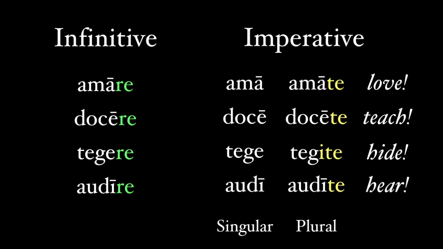So ama and amate are both love, doce and docete, both teach, tege and tegite, both hide, and audi and audite, both hear. Now let's hold on a second and talk about this word Audi. That's the same as the car brand Audi, right? Well, story has it that the founder, his name was August Horch, and forgive my German pronunciation, I'm a Latinist. The founder, Horch, couldn't use his last name for the company, and Horch, by the way, is German for hear or hark. That's an imperative. Because Horch was already taken by another business. So while he was brainstorming with his business partners a new name for his company, a son of one of the partners, who happened to be studying Latin, suggested the Latin translation of Horch instead. Latin for Horch is Audi.